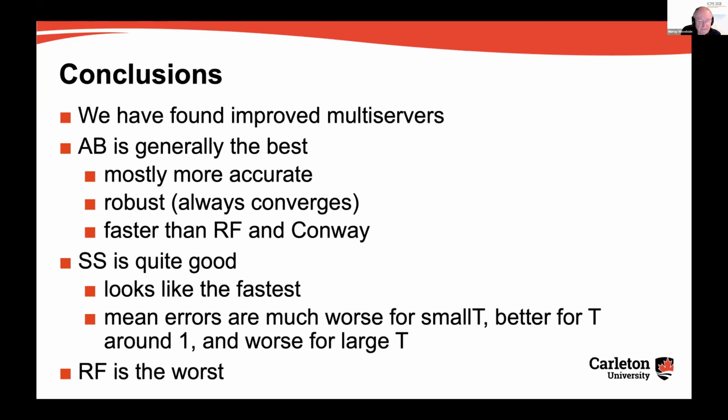But it does have much larger errors for small traffic levels, for small t. And it's actually a little better than AB around t equals 1, which is interesting. So it looks like we probably ought to implement that in LQNS as well, although we haven't. And the one we've been using, RF, has the most problems, which is unfortunate.